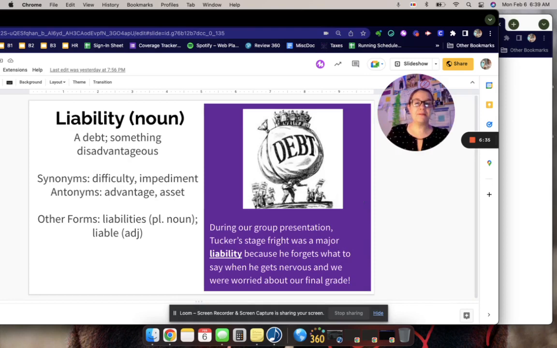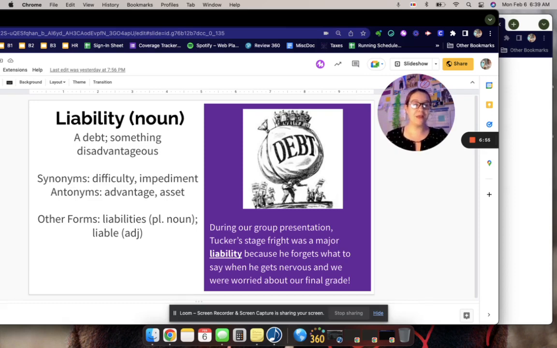Then we move into liability. Liability is a noun, and it means a debt or something disadvantageous. Your synonyms are difficult and impediment. So those synonyms might help you understand that second part of the definition as something being disadvantageous. It's not an advantage to have a liability hanging over you. Your antonyms are advantage or asset.